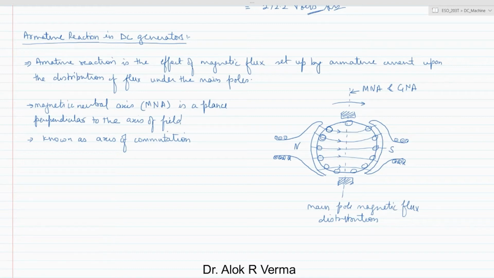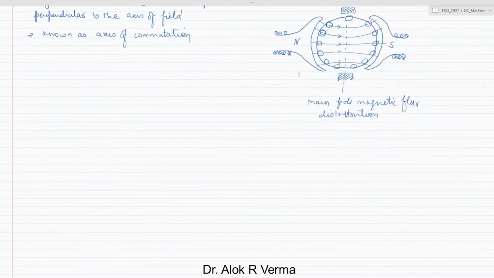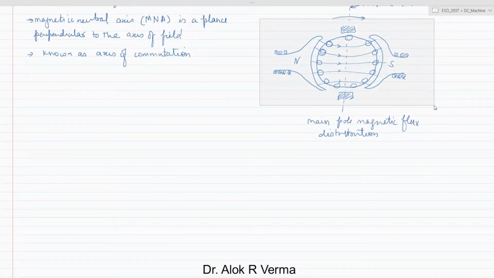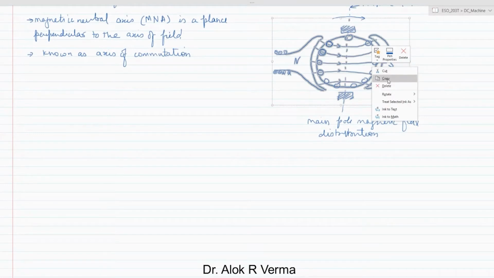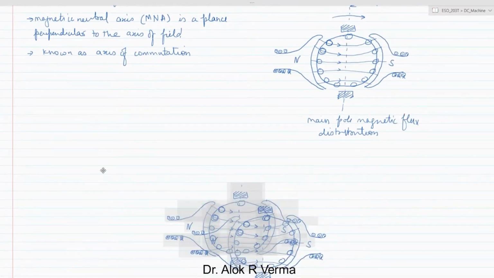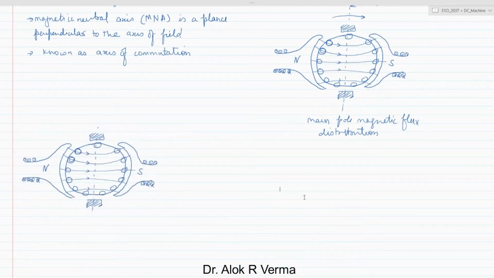So if we have the same kind of arrangement, let us draw this arrangement, just copying this and pasting. Suppose here, and now I'll remove this magnetic field which is due to the main poles.